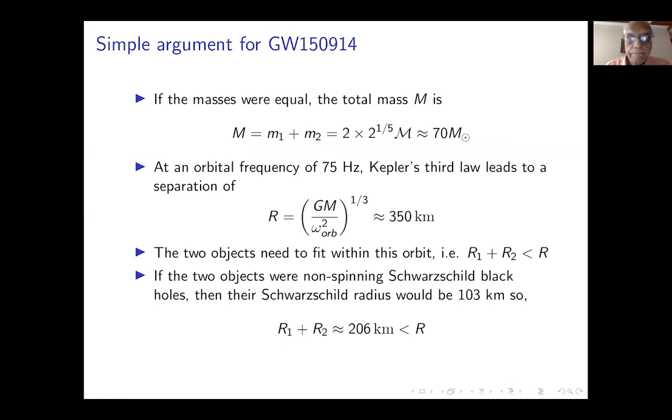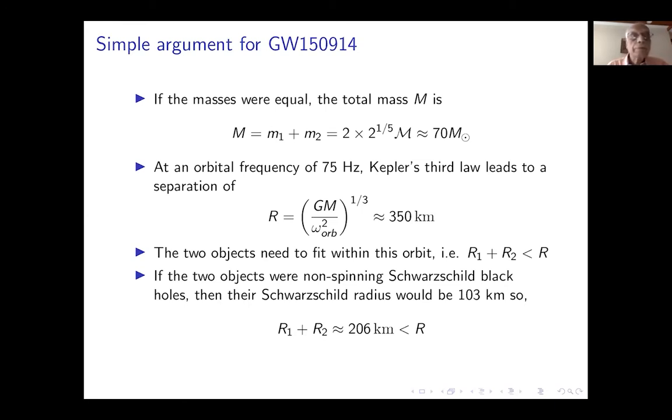So I must have the sum of the radii of the objects being less than this separation. And then you can say that the objects have to be really very compact, less than about 100 kilometers or thereabouts to fit into this orbit. So that really tells you these are really massive compact objects, and the only plausible explanations that we know so far are black holes. And you can relax many of these assumptions. You can make the masses different. You can include spins and eccentricities, and the same argument goes through more or less.